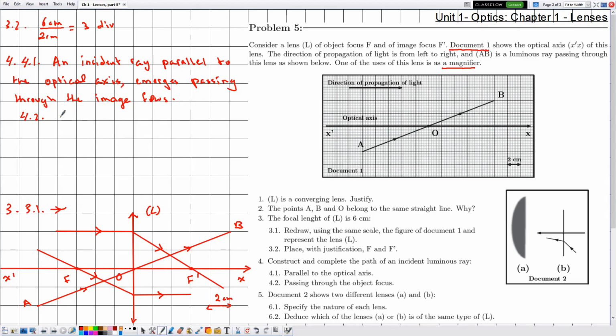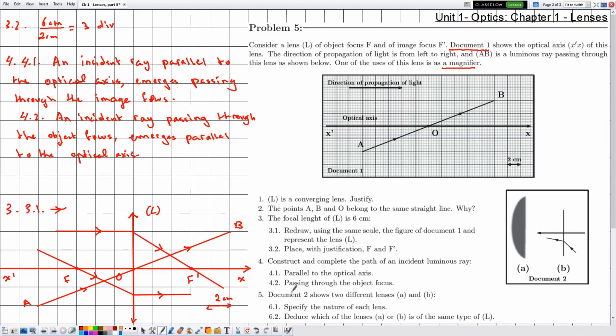Now let's do the justification, and it's given by that an incident ray passing through the object focus emerges parallel to the optical axis. So this is it for part 4.